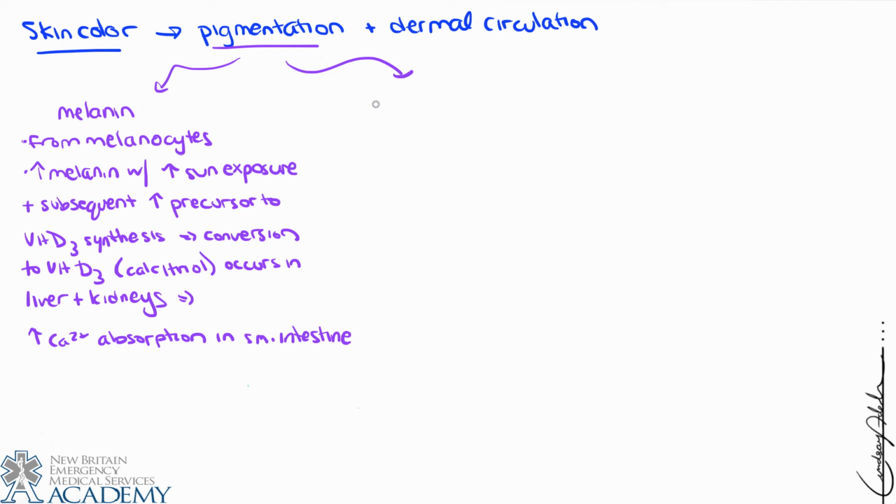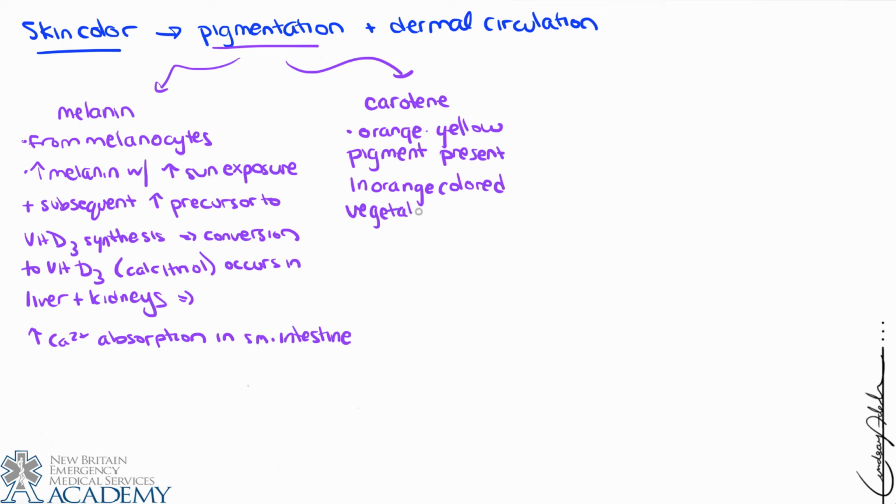We also have keratin, and keratin is an orange-yellow pigment that's present in orange-colored vegetables such as carrots, and basically it accumulates in the stratum corneum. And interestingly, if there's an excessive consumption of orange-colored vegetables, then the skin can take on an orange-like color. So it reminds me of the expression "you are what you eat" is a little bit literal in some cases.